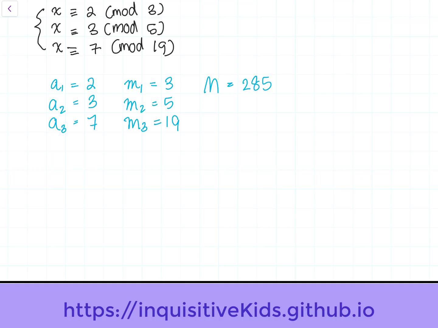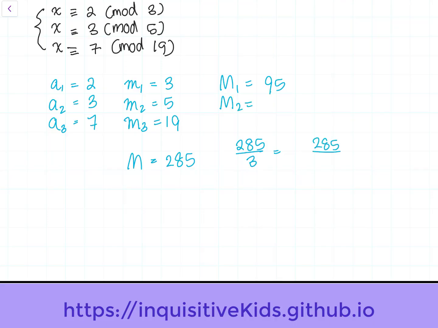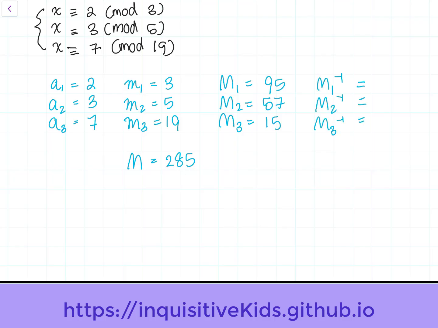So what is big M1, big M2, and big M3? Big M1 would be 285 divided by 3, which is equal to 95. Big M2 would be equal to 285 divided by 5, which is 57. Big M3 would be equal to 285 divided by 19, which is 15. Finally, we have to find their inverses. Let's start with big M1. 95 times the inverse of big M1 is congruent to 1 mod 3.